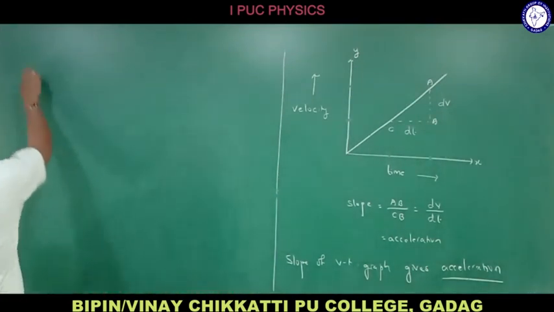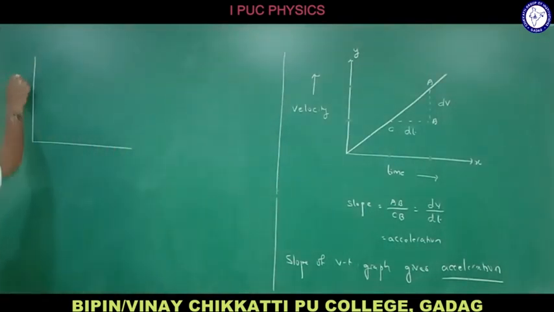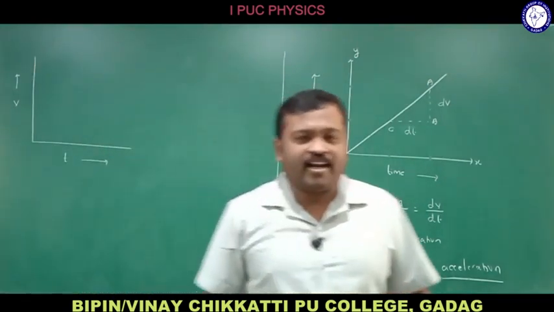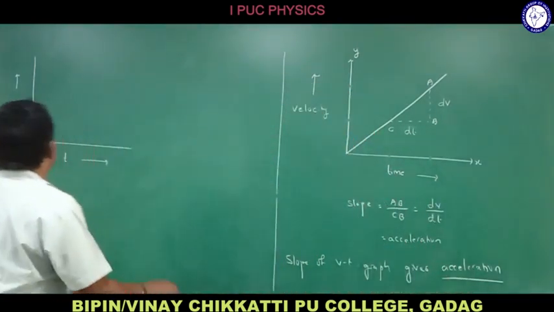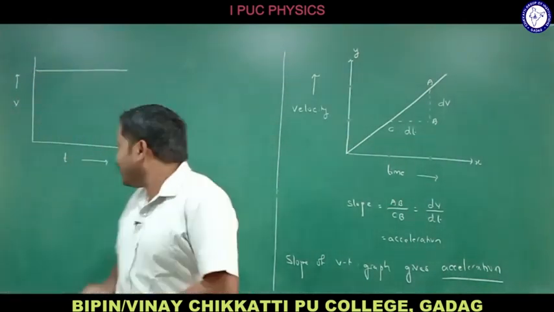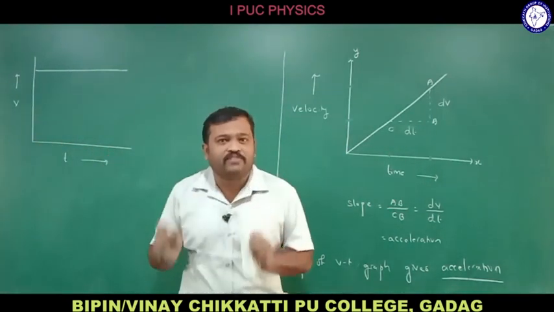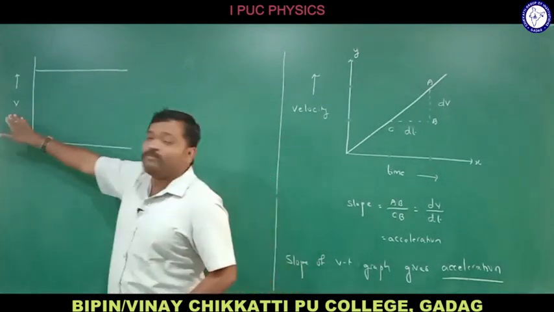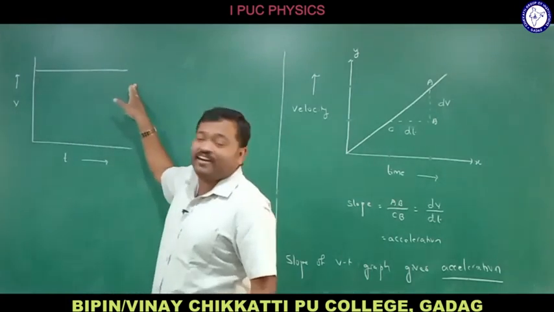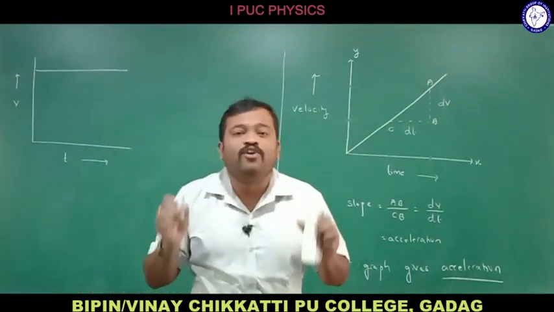Let me draw a VT graph here. This is velocity and this is time. Let us analyze what is happening. What is the meaning of this? How is the body moving? As time passes, what is happening to the velocity of the body? The velocity of the body is not changing at all. It remains the same, which means the body is moving with uniform motion.